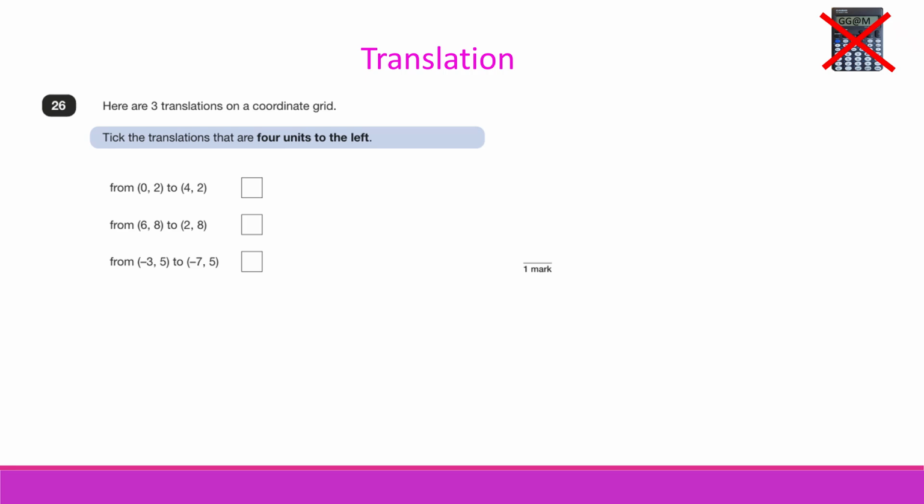This is a question on translation, and you're told that you've got 3 translations on a coordinate grid, and you have got to tick the translations that are 4 units to the left. Okay, so that is 4 units to the left. That's the key bit of information here. From (0, 2) to (4, 2), (6, 8) to (2, 8), and from (-3, 5) to (-7, 5), and this will give you 1 mark in the exam.